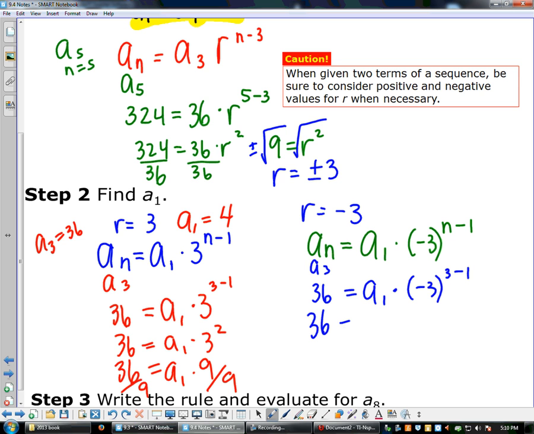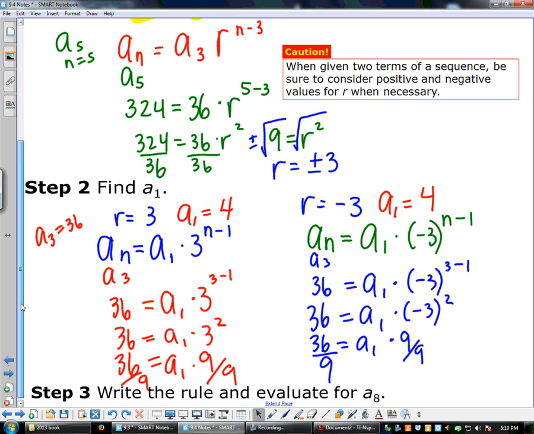So 36 is equal to a sub 1 multiplied by negative 3 to the second. Since I'm raising that whole thing to the second, it is still going to square it and make it a positive 9. So 36 is equal to a sub 1 multiplied by positive 9, and when I divide both sides by that, it just so happens, again, in this case, my beginning term is still going to be positive 4. So no matter which ratio you use, this sequence must have started at 4.